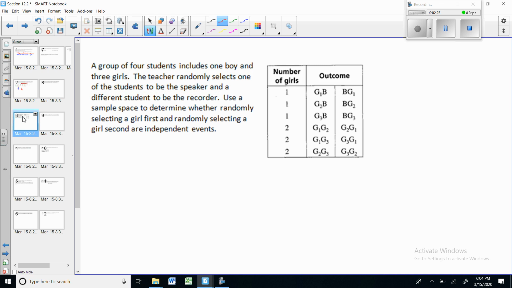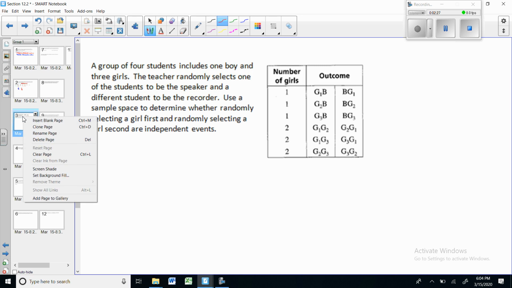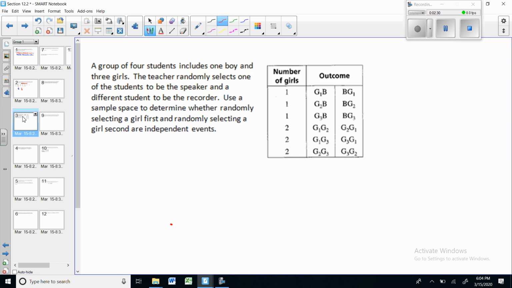A group of 4 students includes 1 boy and 3 girls. The teacher randomly selects one of the students to be a speaker and a different student to be the recorder. Use a sample space to determine whether randomly selecting a girl first and randomly selecting a girl second are independent events. Now, when we start out, we take a look at our probability. How many students do we have in our group? There's a group of 4. So we have 4 students in our group. How many of them are girls? 3. So that tells me that I've got a 3 out of 4 chance of selecting a girl first.